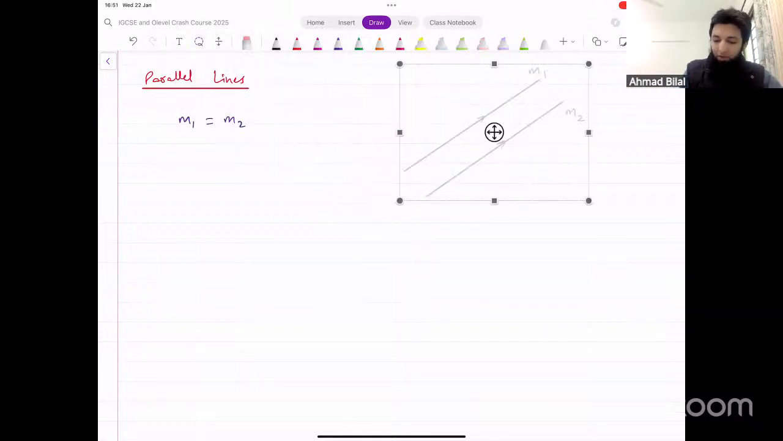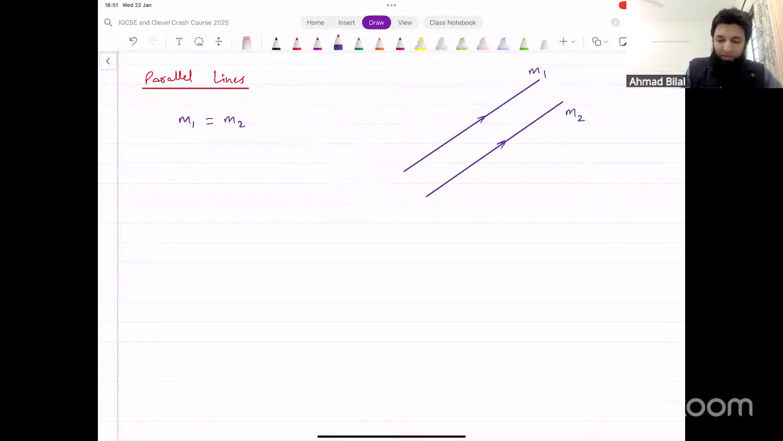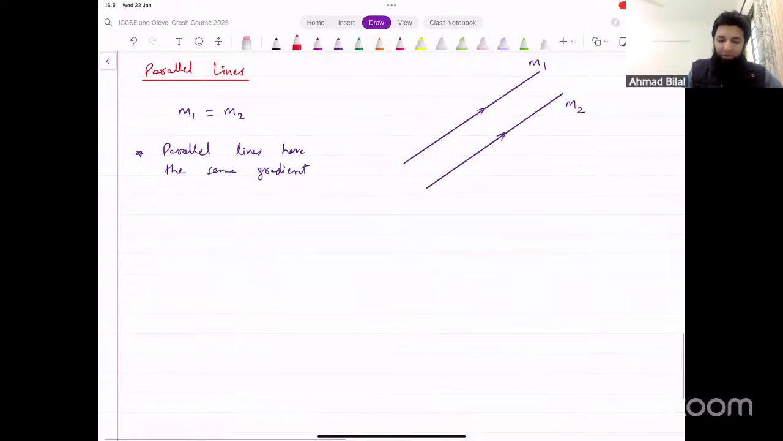All right, okay. Let me just write that down here as well. Parallel lines have the same gradients. Okay, now what about perpendicular lines? What happens if you have lines that are perpendicular to each other?